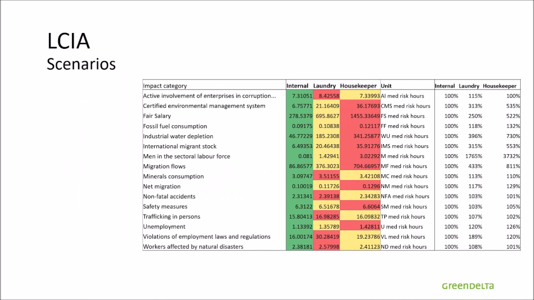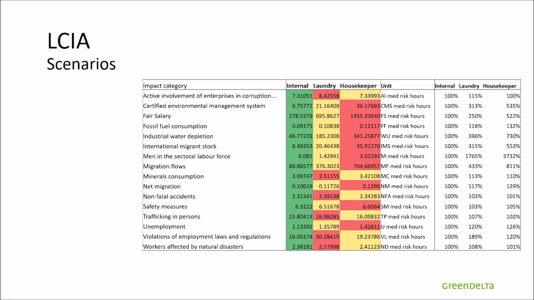Now let's take a look at the scenarios regarding the behavior of the user. The base case is an internal use, at home, so there is no worker involved. The second scenario is washing by a laundry as a service. The third scenario is washing by a housekeeper or any type of worker who would wash the sweater on your behalf at home.